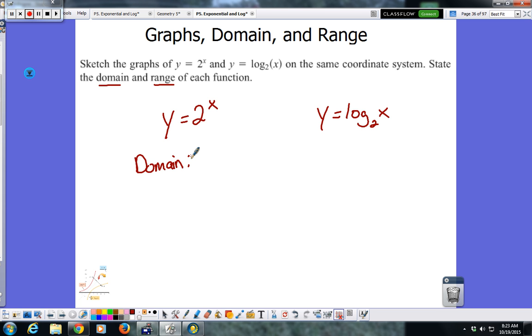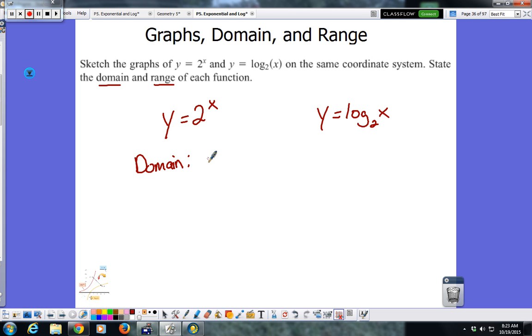What can I plug in for x? Can I do 2 to the first power? Can I do 2 to the second power? Can I do 2 to the 1 millionth power? Sure. Can I do 2 to the 0 power? Yes, it's 1. Right? Can I do 2 to negative powers? Yeah, because 2 to the negative 1, you bring it to the bottom, flip it. So what can I find 2 to the power of?